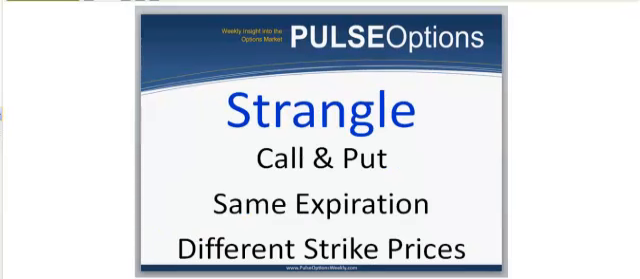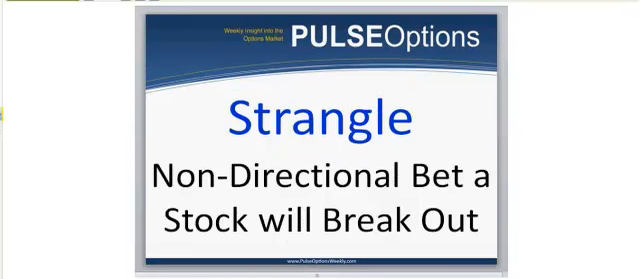A strangle is a call and put with the same expiration and different strike prices, right? A typical strangle has a higher strike price call and a lower strike price put. A strangle is a non-directional bet a stock will break out.